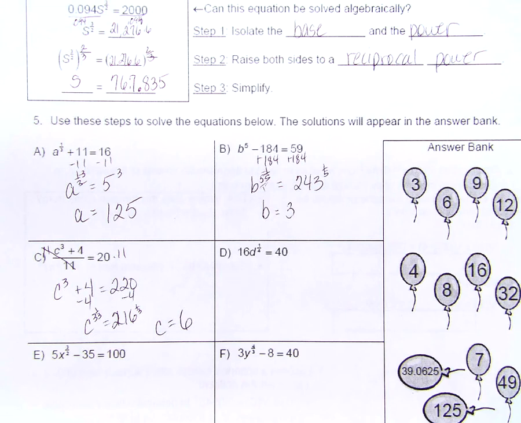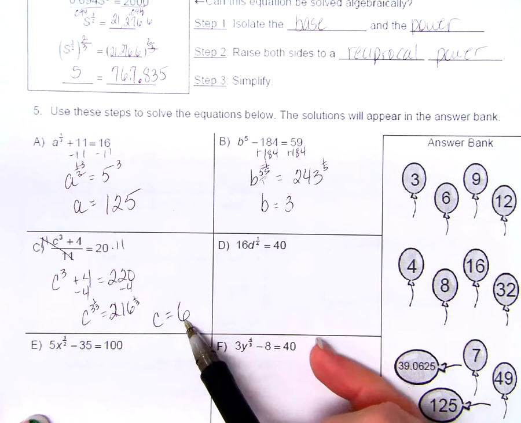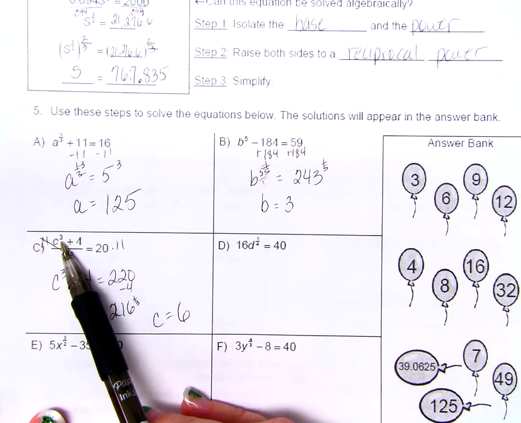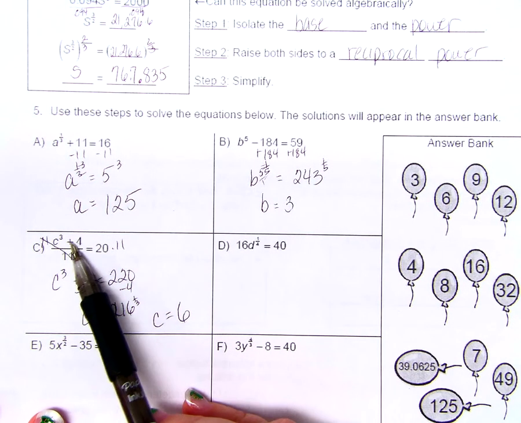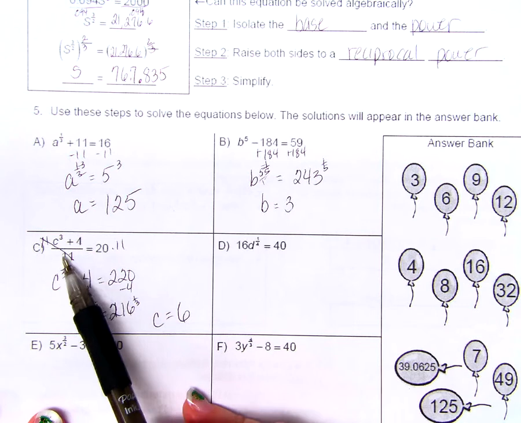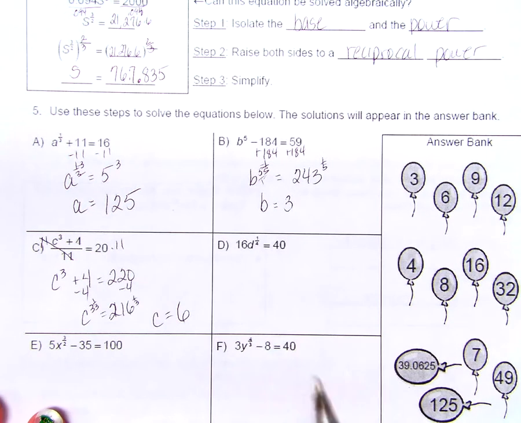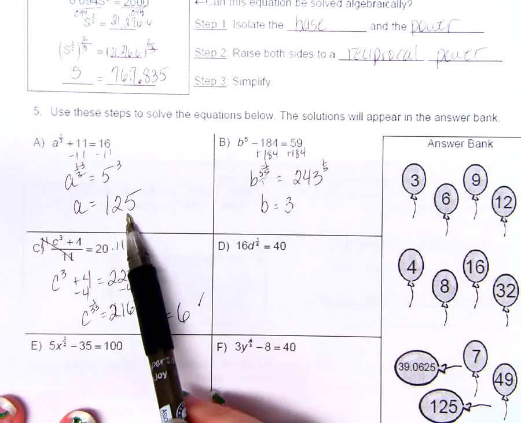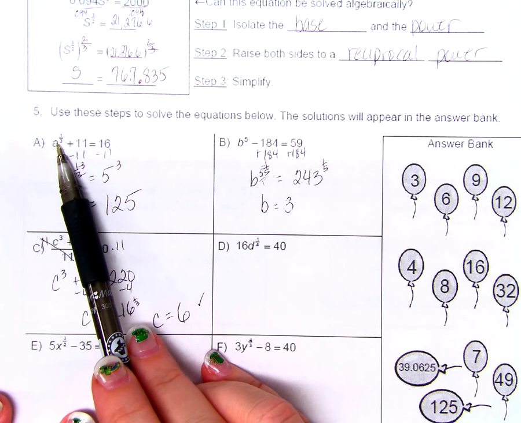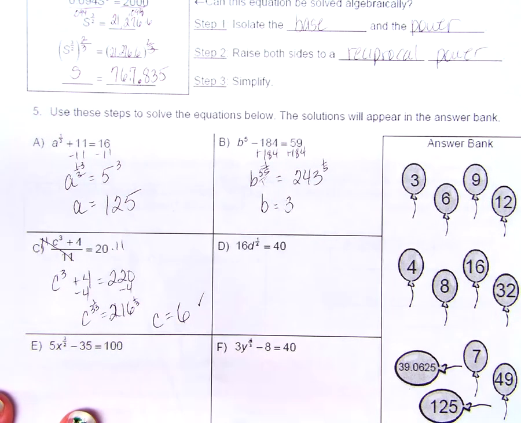Does it really take that long? Am I making you write out these elaborate checks? But what do I expect you to do? 6 cubed is 216, plus 4 is 220. 220 divided by 11 is 20. It's right. Okay? 125 to the 1/3 power is 5. 5 plus 11 is 16.